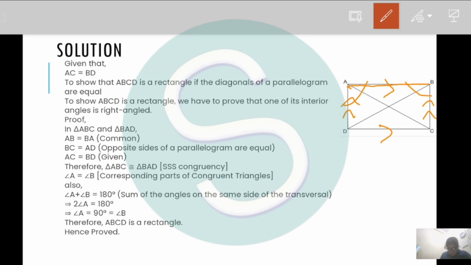So अगर हम ये कंसीडर करें कि AD is parallel to BC, तो AB will act as a transversal. So sum of co-interior angles on the same side of a transversal is 180 degrees. So this implies A plus B equals 180 degrees. Also we have proved A equals B, so मैं B की जगह पे A लिख सकती हूँ. So 2 times angle A equals 180 degrees. This implies angle A equals B equals 90 degrees. So both of the angles A and B equal 90 degrees. Hence it is proved that ABCD is a rectangle.